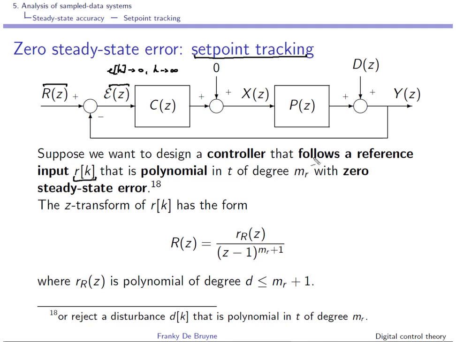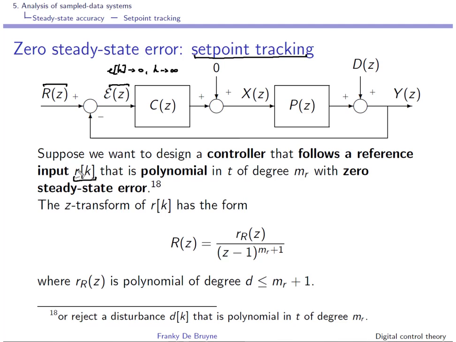Here we speak about following a reference input, but remember that the transfer function that links R(z) to epsilon(z) is the same. The sign is different, but the transfer function is the same as the one that links D(z) to epsilon(z). So when we talk about designing a controller that will follow a reference signal R(k), we're also talking about a controller that will be capable of rejecting an output disturbance. This is because the two transfer functions involved are exactly the same.